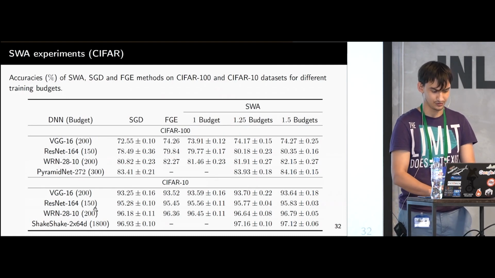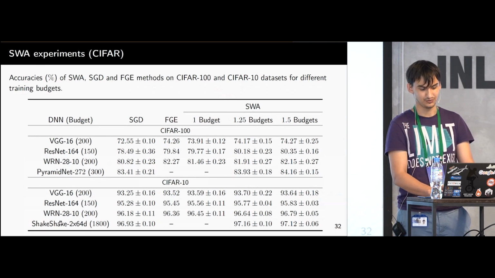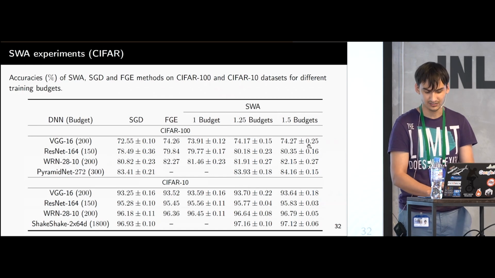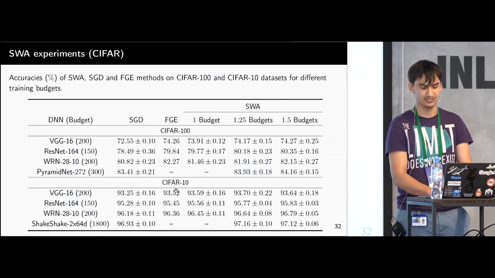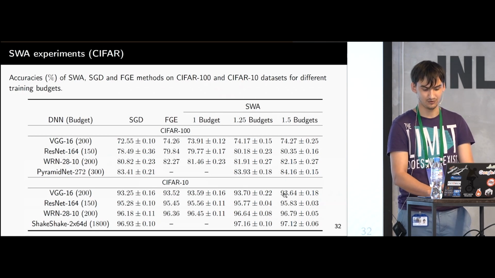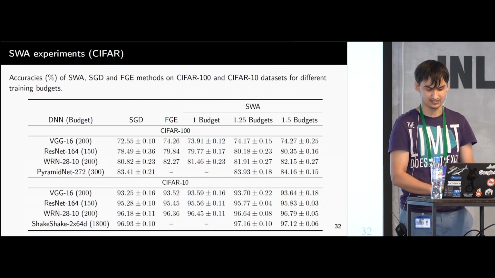And you can see the results in this table. For huge networks like PyramidNet and ShakeShake, for CIFAR100 and CIFAR10, everywhere you see a huge improvement from SGD to SWA. On CIFAR100, it is up to 2%. On CIFAR10, it is about 0.5%. And this SWA performs basically just as well as fast geometric ensembling. So FGE takes the snapshots and averages the predictions. SWA takes the snapshots and averages the weights.